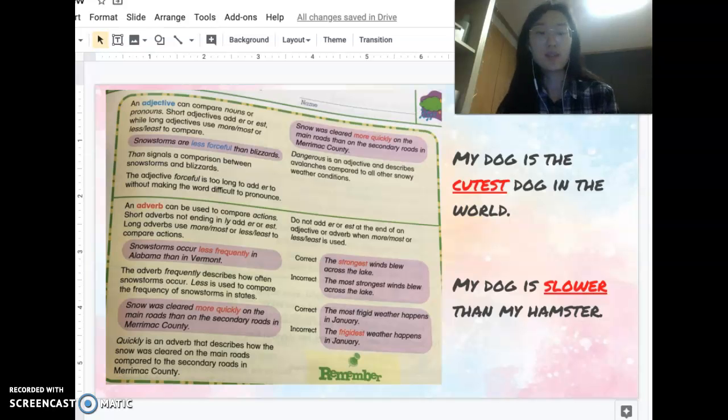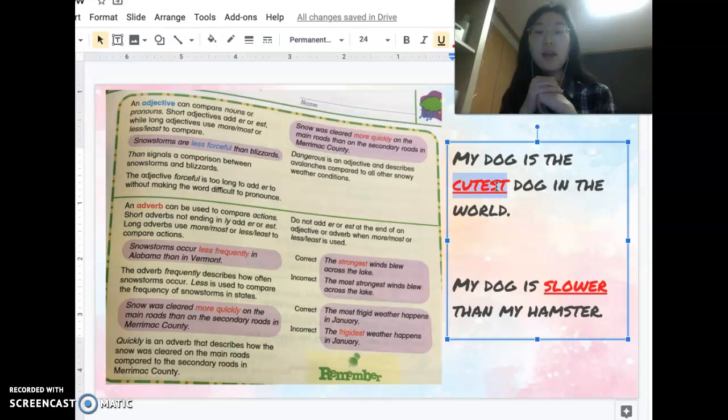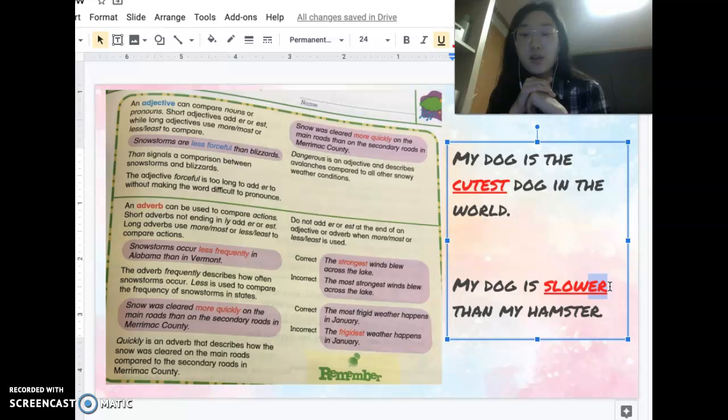Therefore, I use the superlative form, the EST form. But if I'm comparing 2 things, like my dog is slower than my hamster, I use the ER adjective, I'm sorry. My dog is slower than my hamster. I'm comparing 2 things. What are the 2 things I'm comparing? Dog and hamster. You got it.